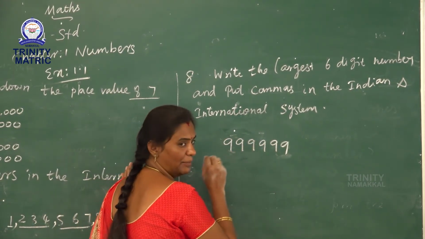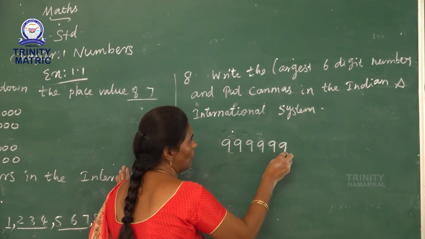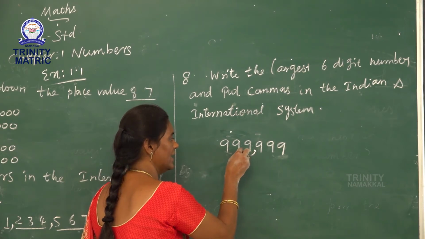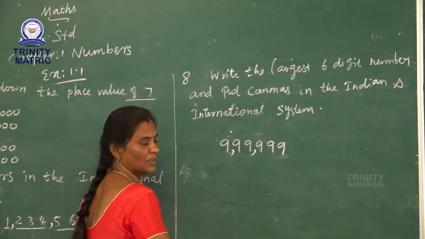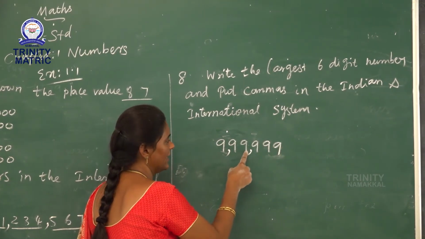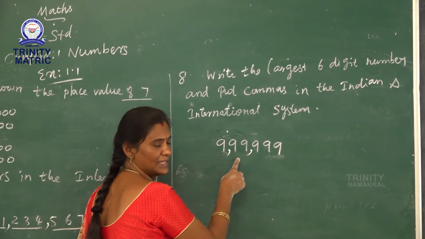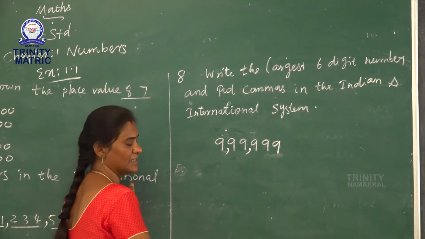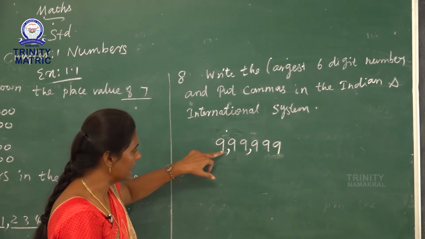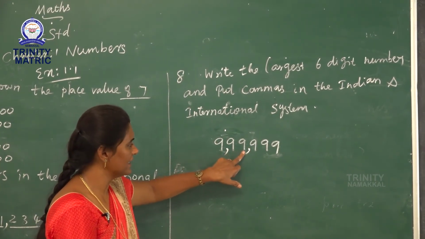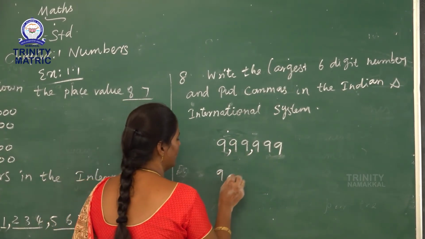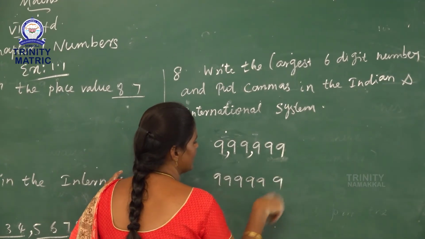First we put commas in the Indian system. See here: ones, tens, hundreds, comma, 1,000, 10,000, comma. These 3 digits are in the units place, these 2 nines are in the thousands place, and this 9 is in the lakhs place. Now how to read this number? It is 9,99,999.